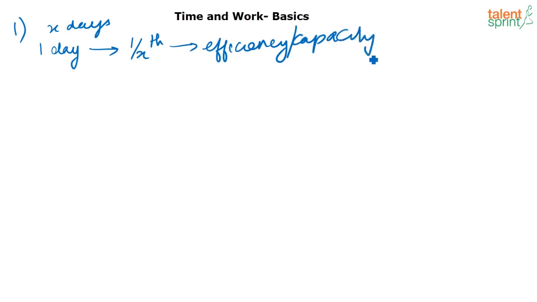He can finish 1/4 of the work in a day. Like A can finish 1/4 of the work in a day, B can finish 1/6 of the work in a day. Correct? So that basically refers to the efficiency or the capacity of the person.